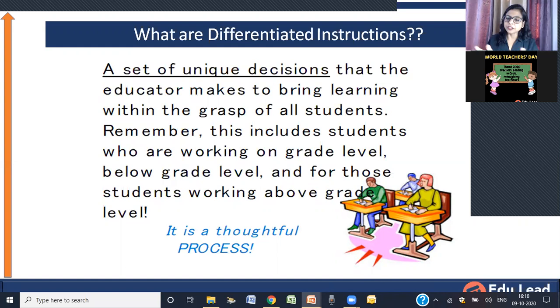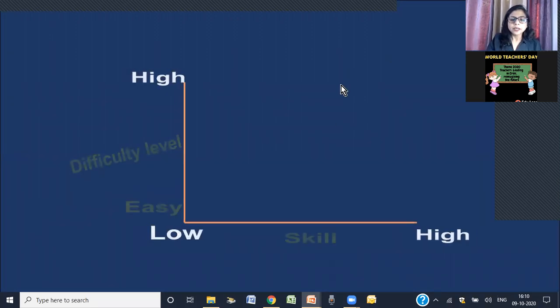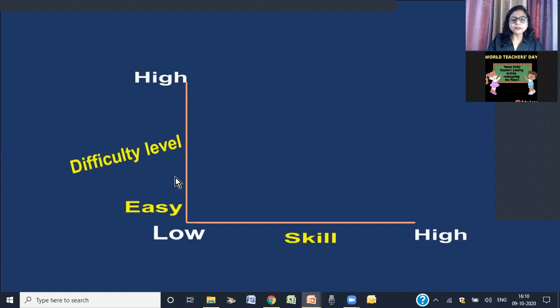So these are differentiated instruction, and I feel that fairly the group knows what differentiated instruction is. So I want all of you to respond on this, okay? And you can keep your mics on because I want responses on this. And this is a graph. On the y-axis, you can see there is difficulty level, and on the x-axis, it is skill.